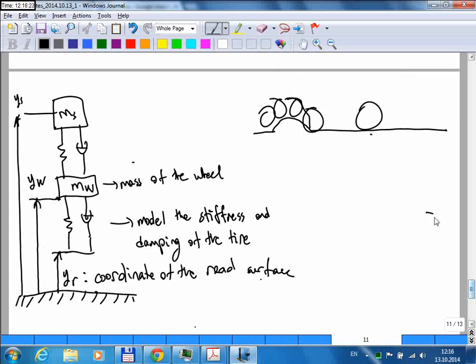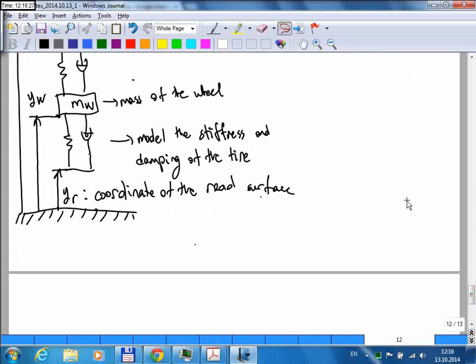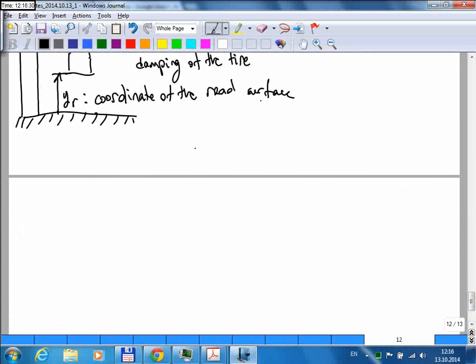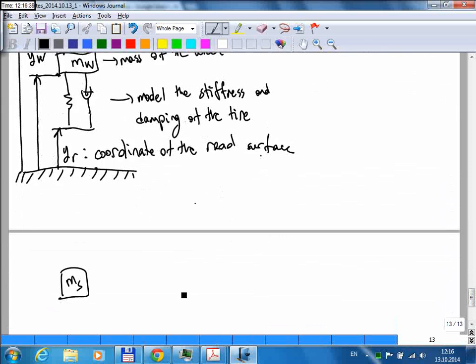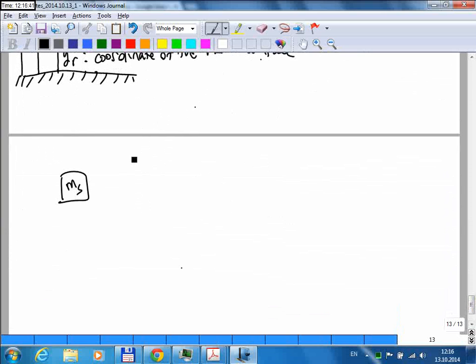Okay, so to model this car suspension system, we have two masses. One represents the car body, and to write the spring and damper forces, let me do what I did before. Let me make the assumption that ys is a positive number, and then it's moving in the positive direction, which means ys dot is also positive.